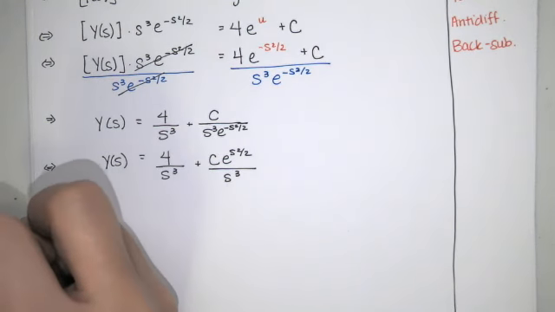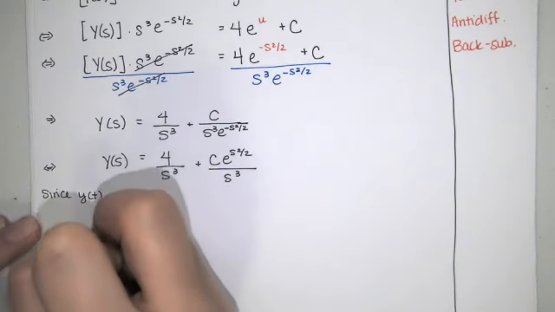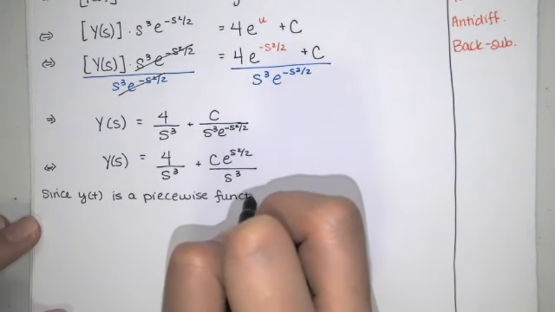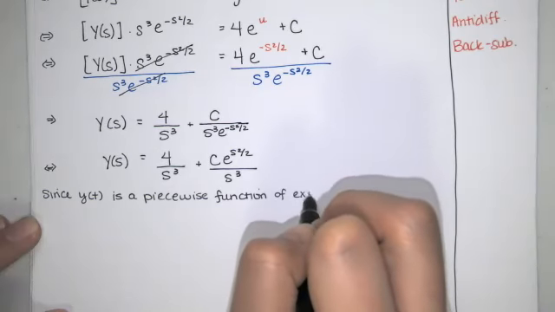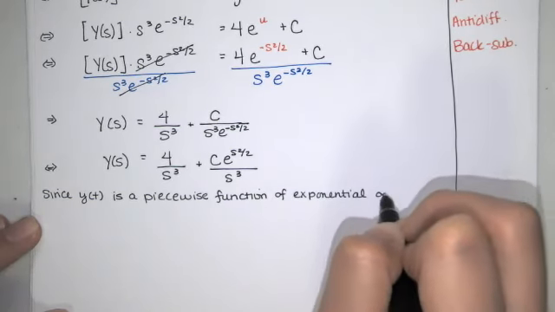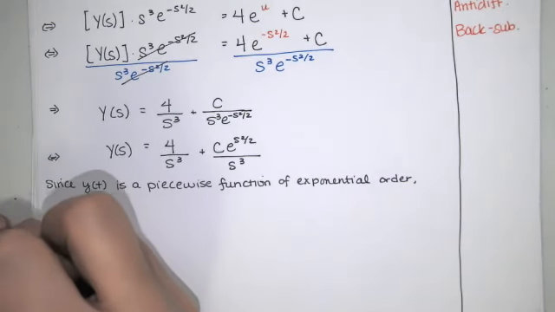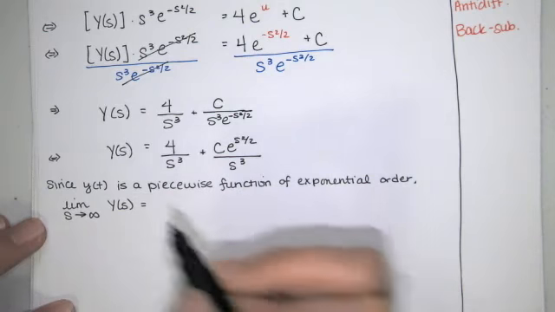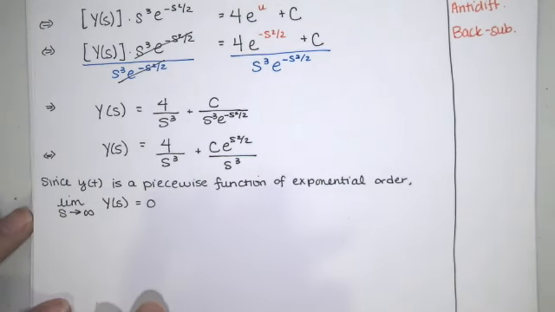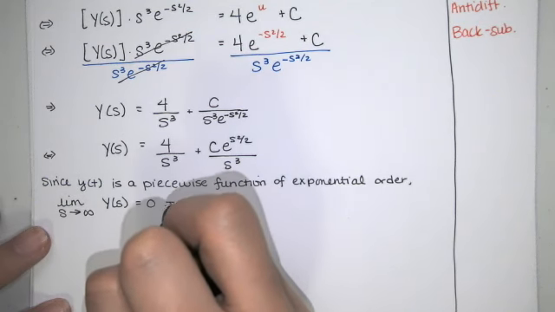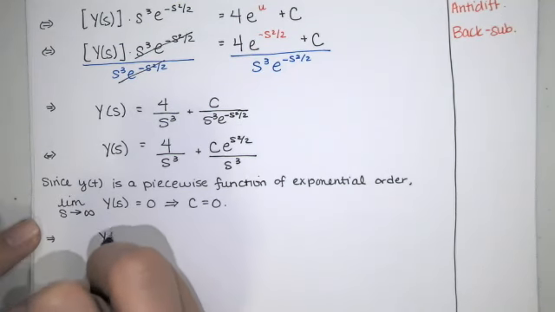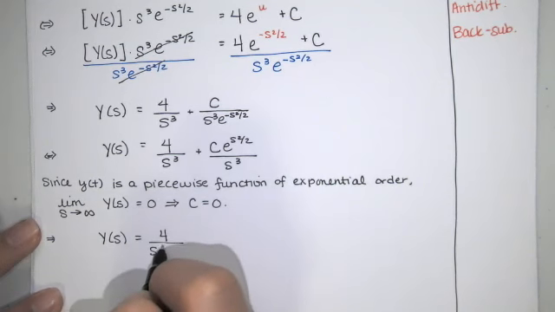So we will say that since little y of t is a piecewise function of exponential order, we have that the limit as s goes to infinity of y of s is supposed to be 0. The only way that happens is if c equals 0. So this requirement implies that c must be 0. So in that case, y of s is just 4 over s cubed.